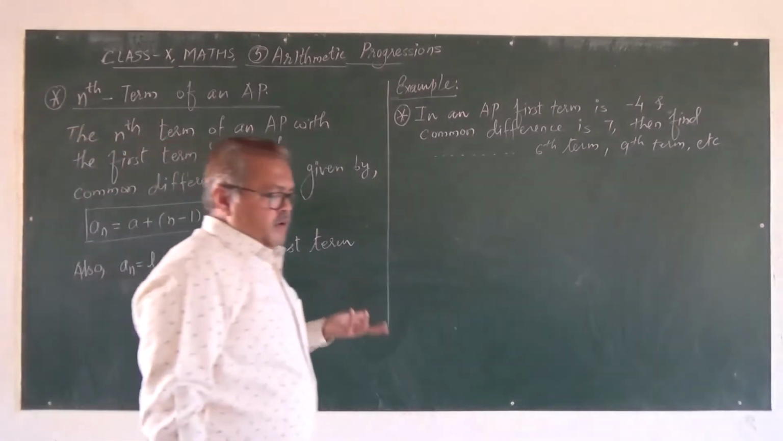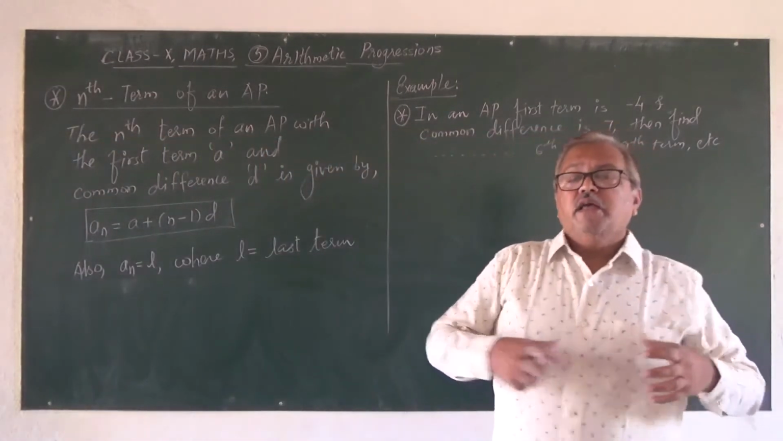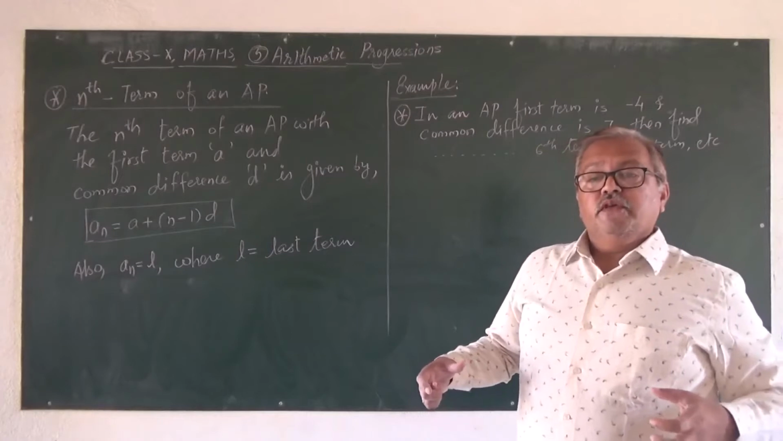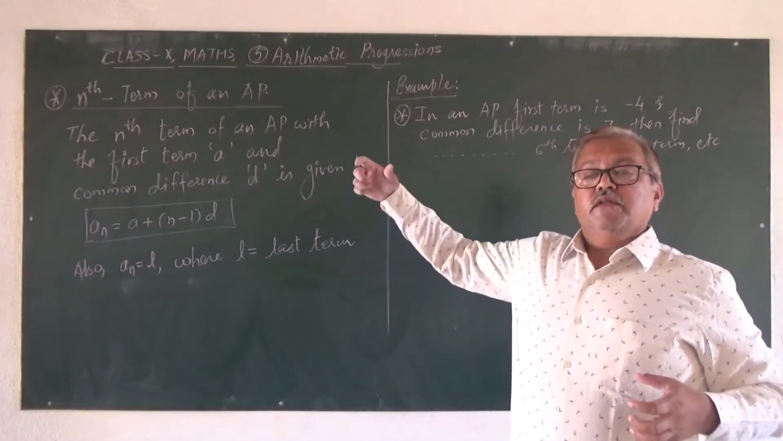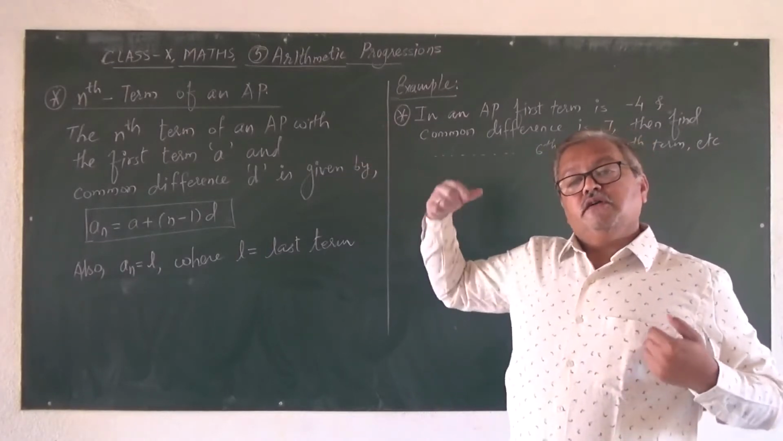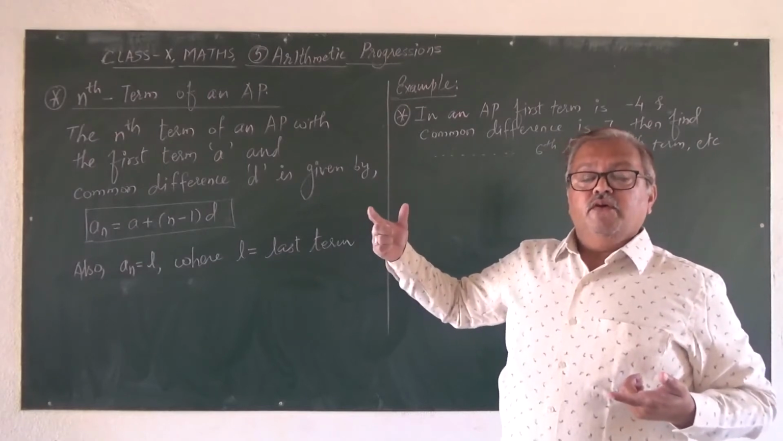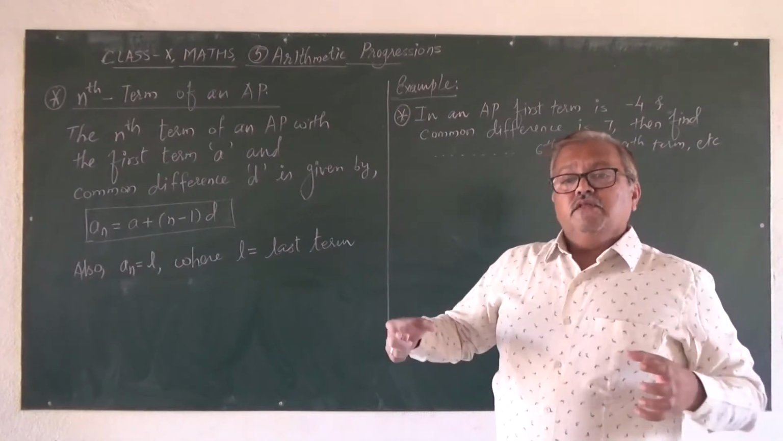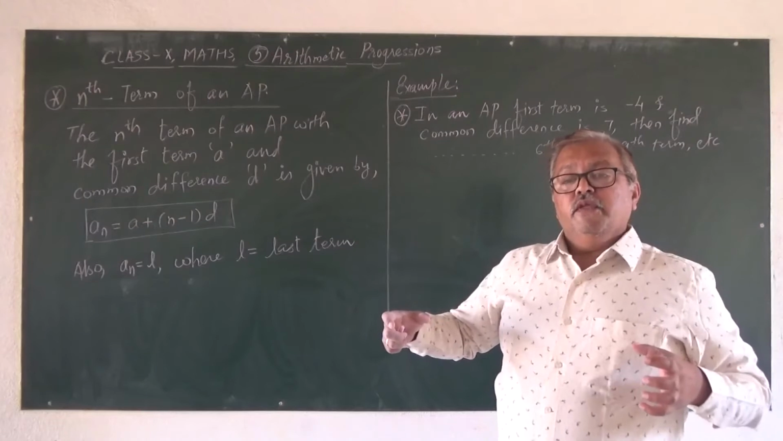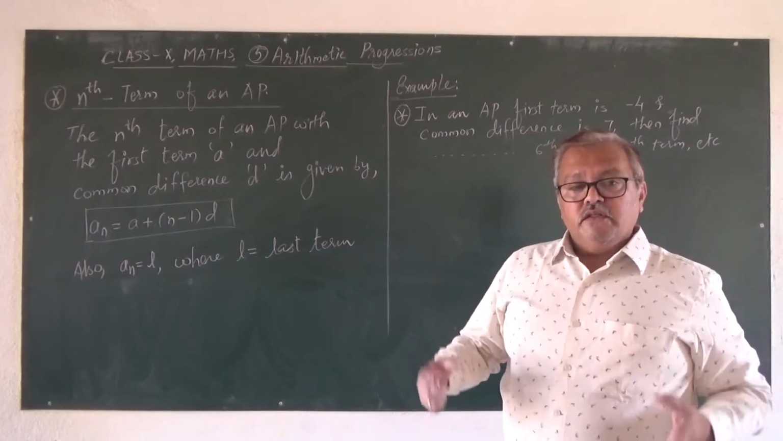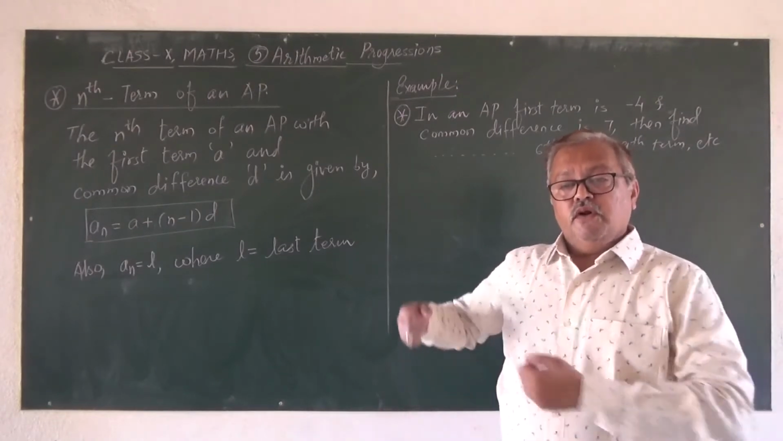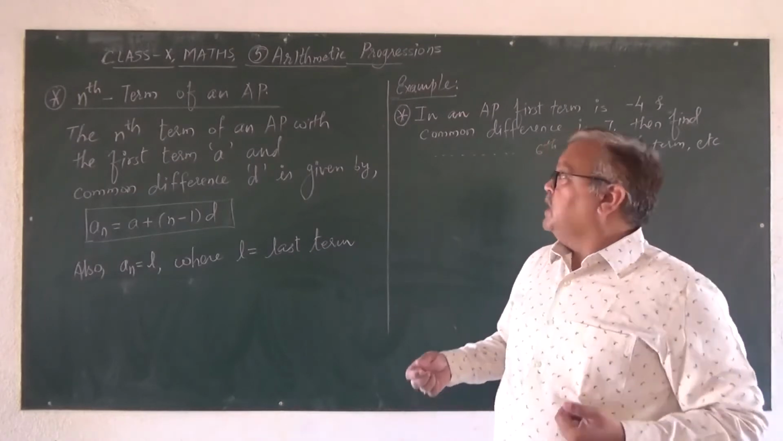It depends on us. Suppose we want an AP with 10 terms: 1, 2, 3, 4, 5, 6, 7, 8, 9, 10. So for us the 10th is the last term. Otherwise the AP is infinite, so we have to limit it.